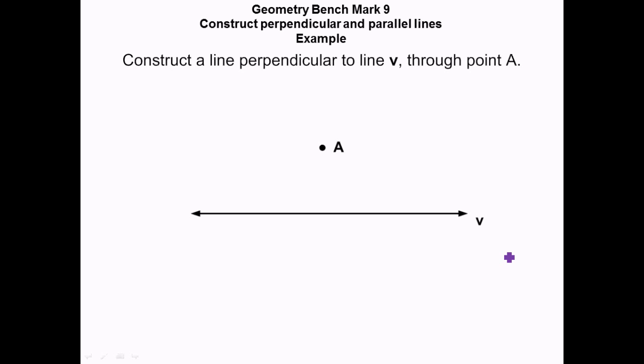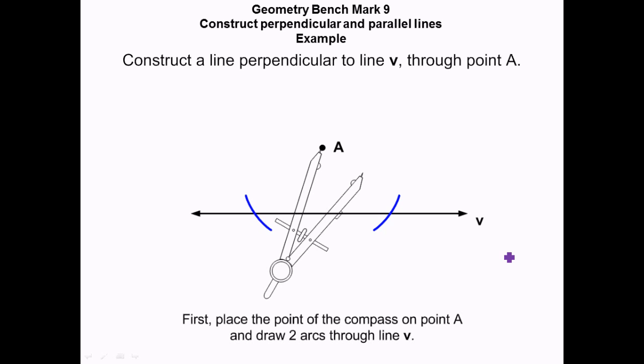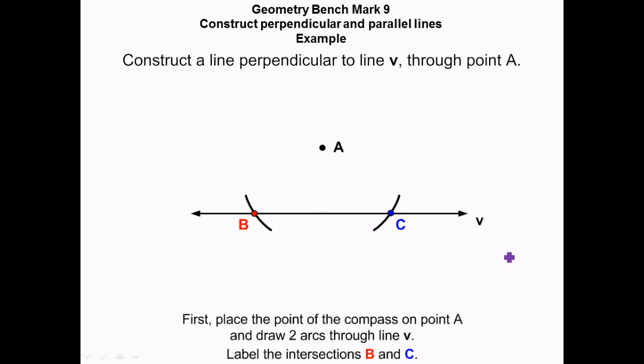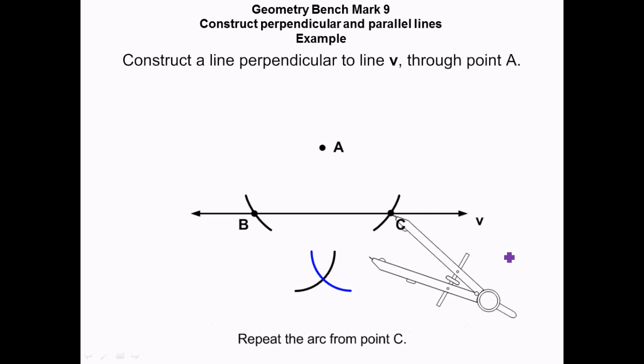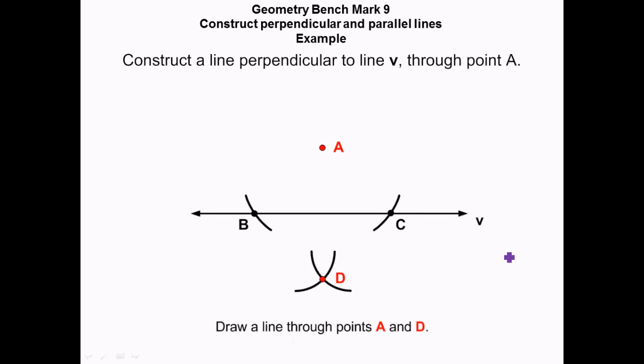Okay, to do a perpendicular line, it's a little different. We put the point of the compass on this point. And I make an arc here, and I make an arc here, same distance. Put points on those. Then from B and C, I'll make a little arc underneath. And I have A and D now. And if I draw the line between those, it will be perpendicular.